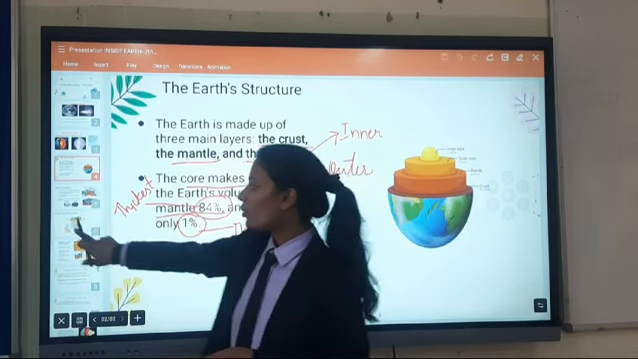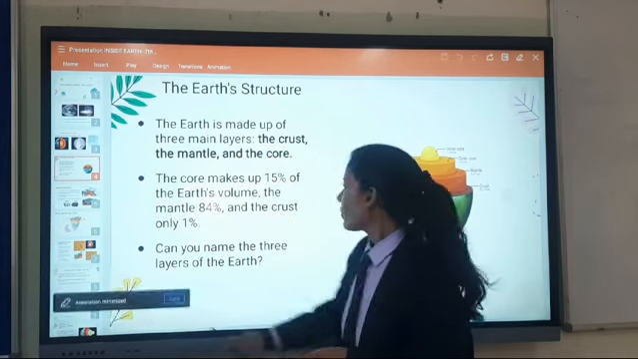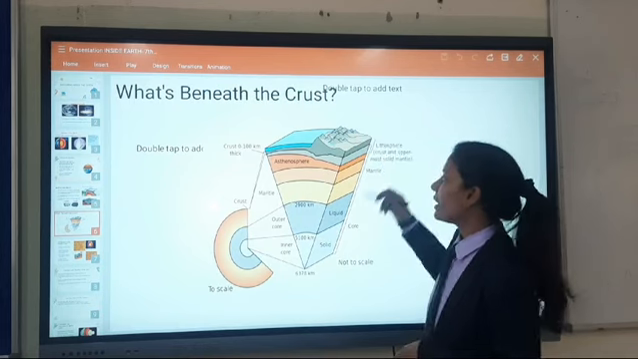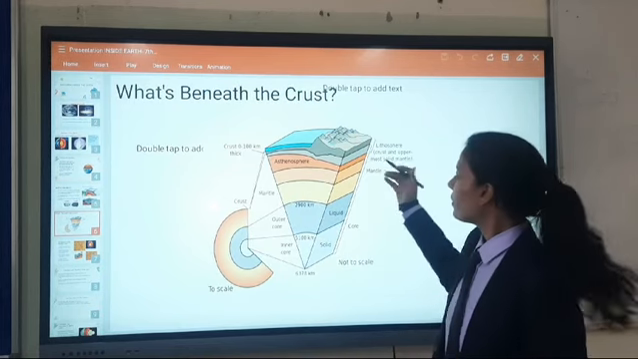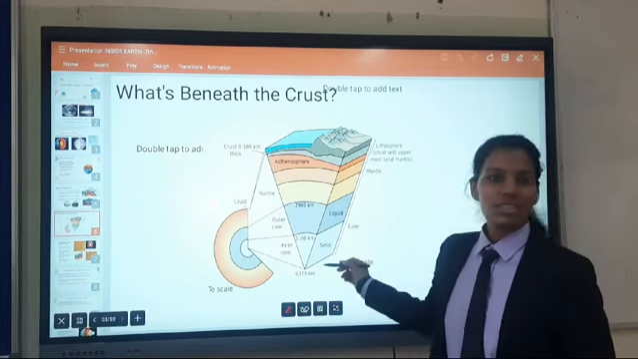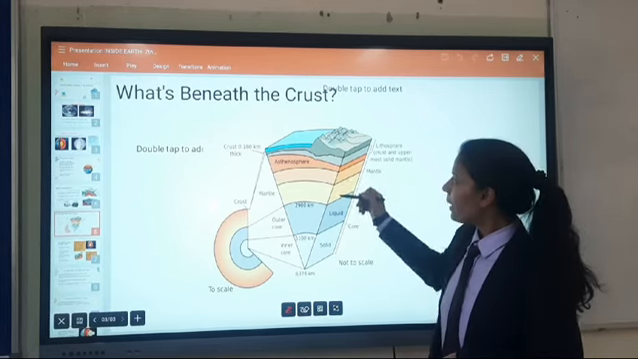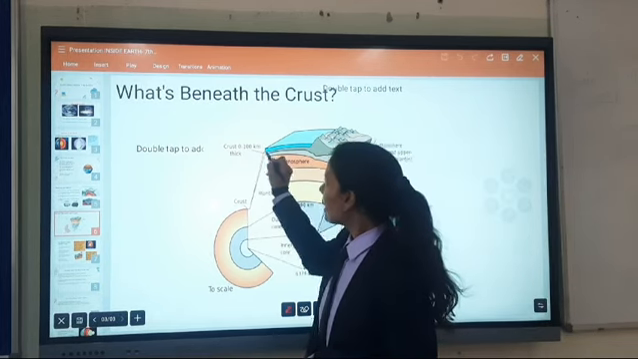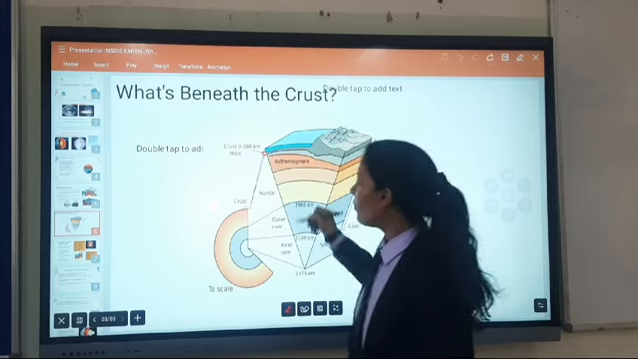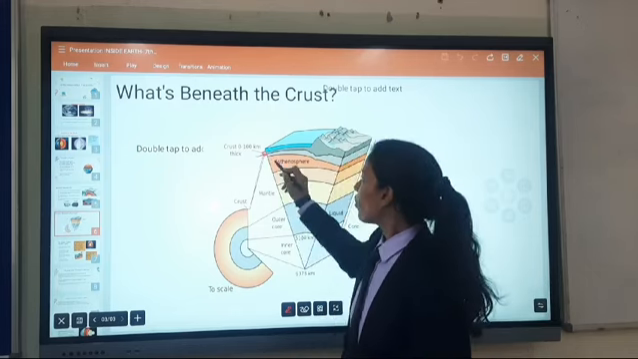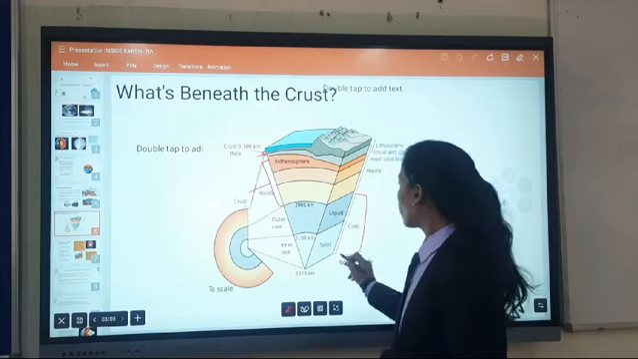Understood? So let's dive into the chapter. This is the structure, or the 3D form, of the earth's layers. You can see this part is the core, this is the mantle part, and this is the crust part. This is just 1% of the whole volume of the earth. This whole part is considered to be the mantle, and this part is the core.